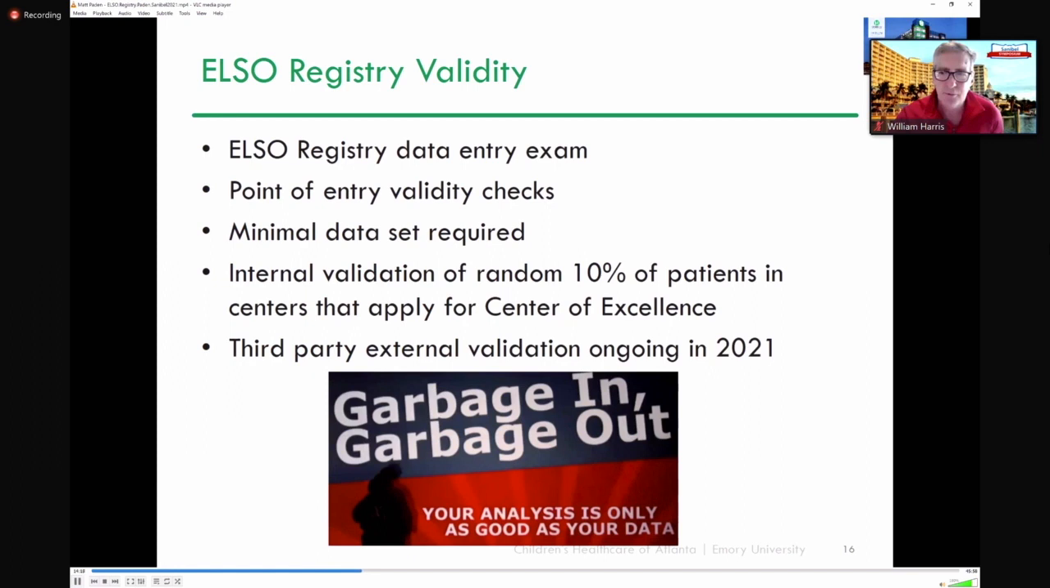Now, the ultimate in registry validity is to have a third party validate this. And so we've actually hired a company that approaches centers and does external validation. We've got that going on in centers in 2021. The reason we go to all of this trouble to make sure that this data is valid is, again, what's right there at the bottom: your analysis is only as good as the data that we have in the registry.